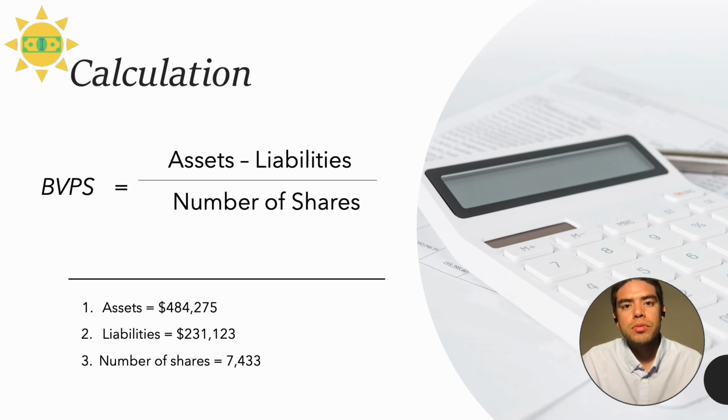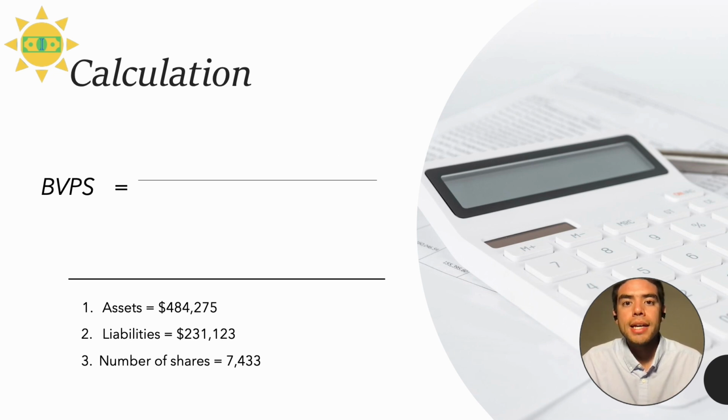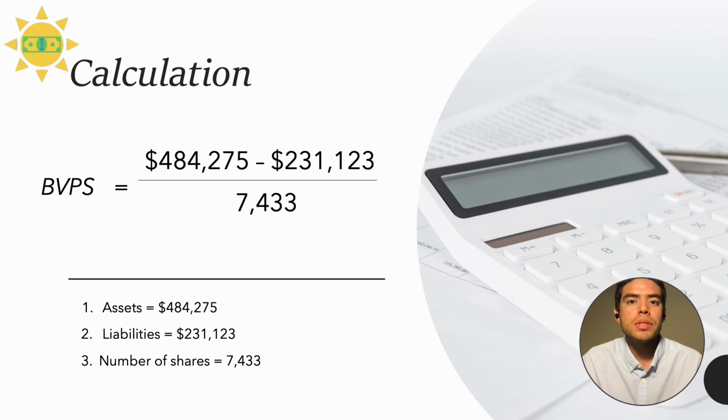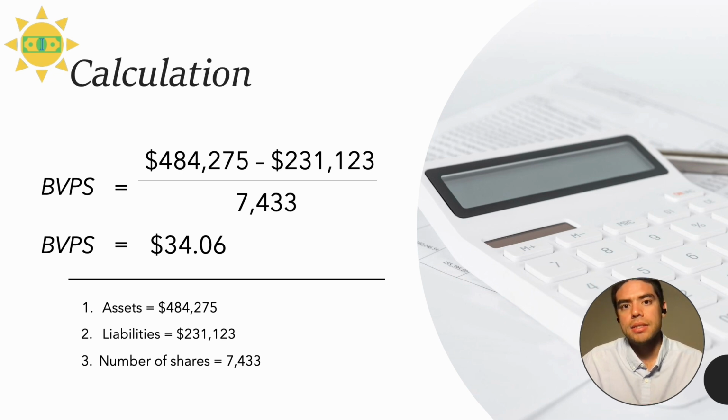Now inserting this into our formula leads us to have the assets minus liabilities divided by the total number of shares outstanding. So $484,275 million subtracted by $231,123 million divided by 7,433 million shares is equivalent to a book value per share of $34.06. And that's how you calculate the book value per share.